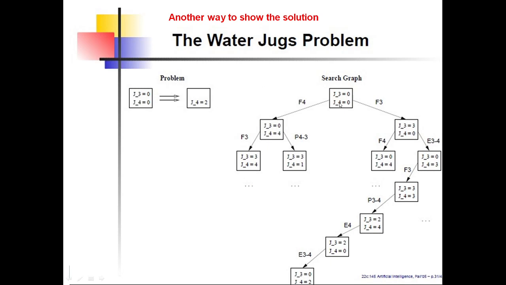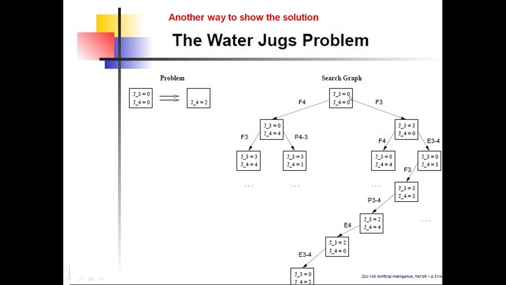So one possibility is that you can fill some water in 4-gallon jug, or there is a possibility you can fill some water in 3-gallon jug. So on the left hand side, I considered that I will fill the 4-gallon jug. That's why this left child is there. In the right child, I will fill the 3-gallon jug.